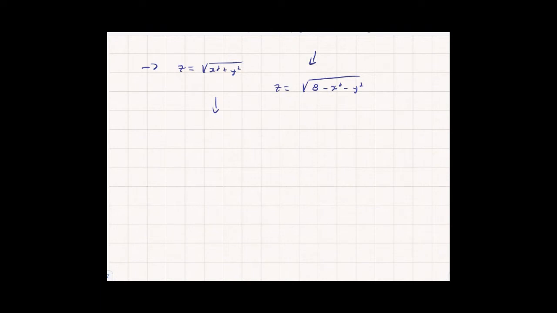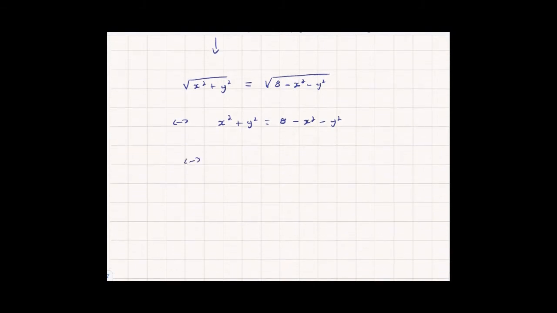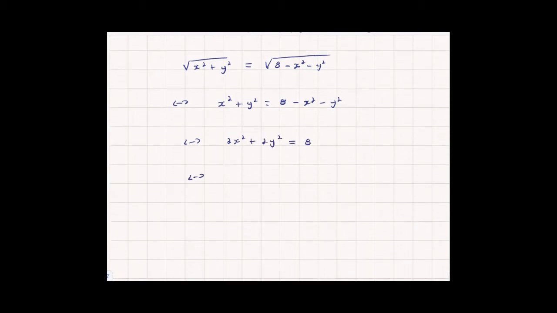So we let these two things be equal. We let the square root of x squared plus y squared be equal to the square root of 8 minus x squared minus y squared. Then we can square both sides and say this is true exactly when x squared plus y squared is equal to 8 minus x squared minus y squared. Now we can add x squared and y squared to both sides, and we get 2x squared plus 2y squared is equal to 8, and then we divide both sides by 2 and get x squared plus y squared is equal to 4. And this is the circle of radius 2 in the xy plane.